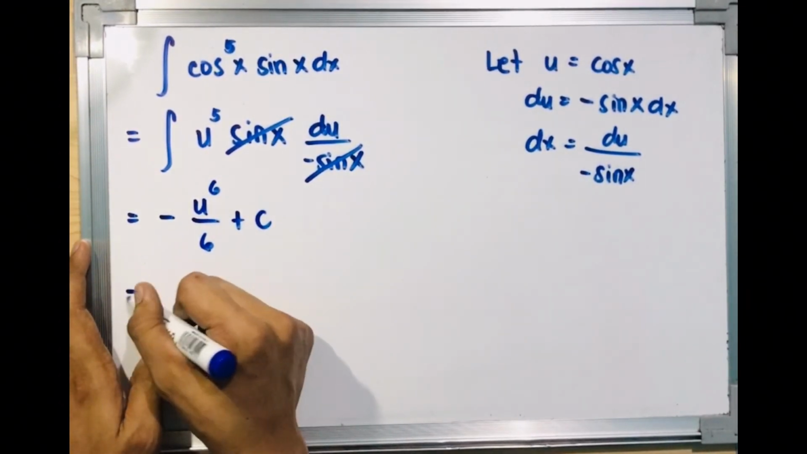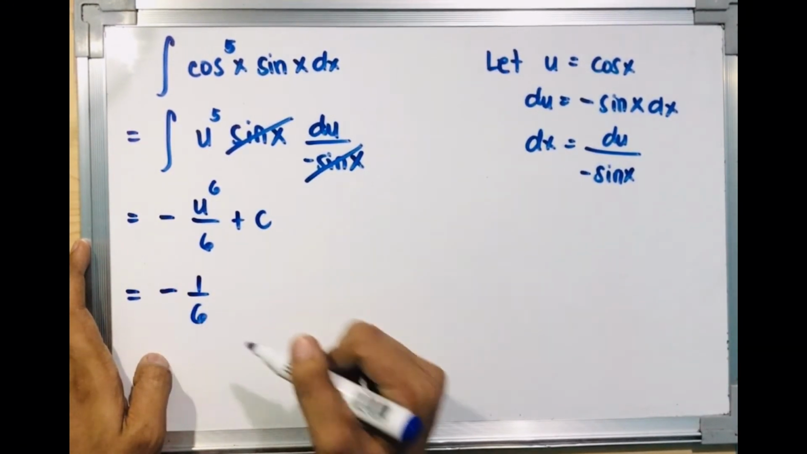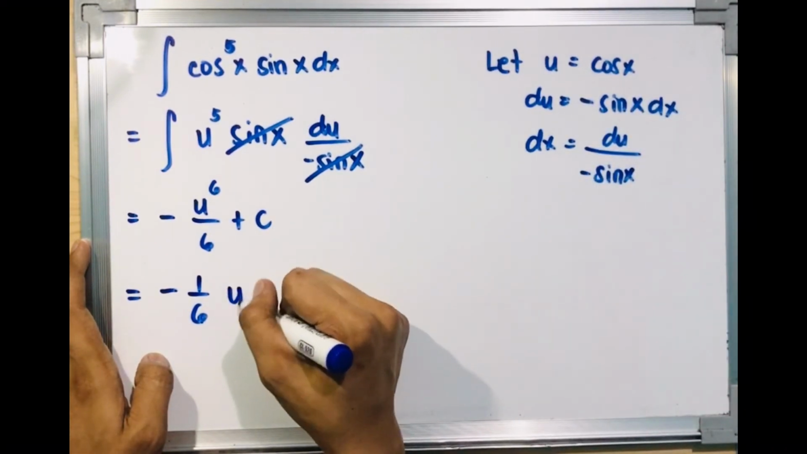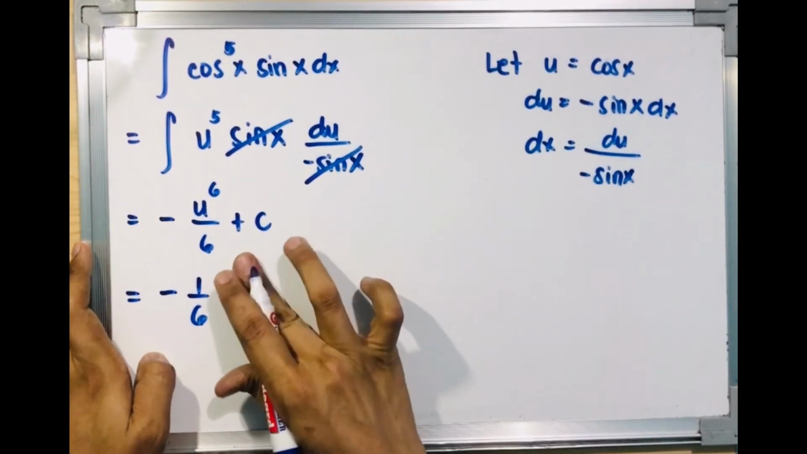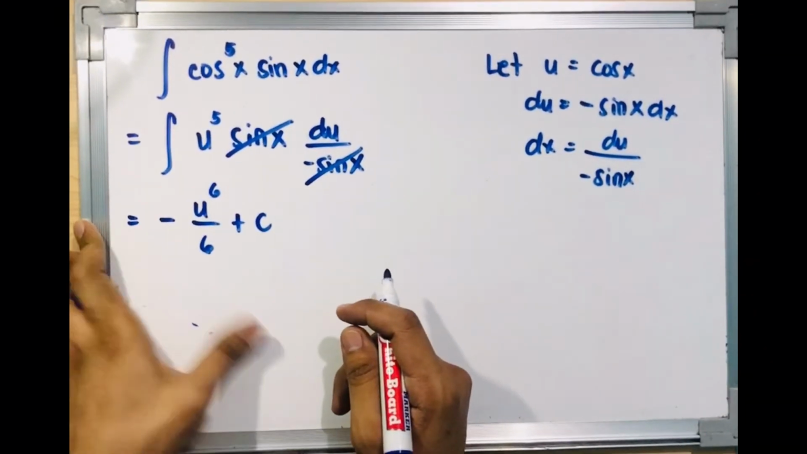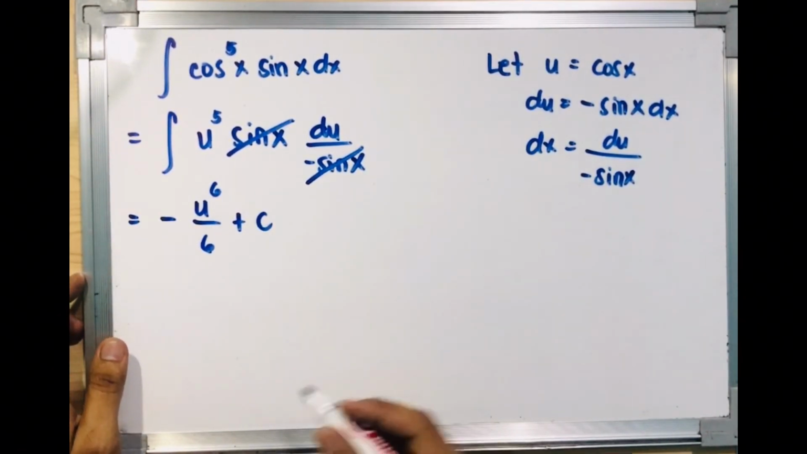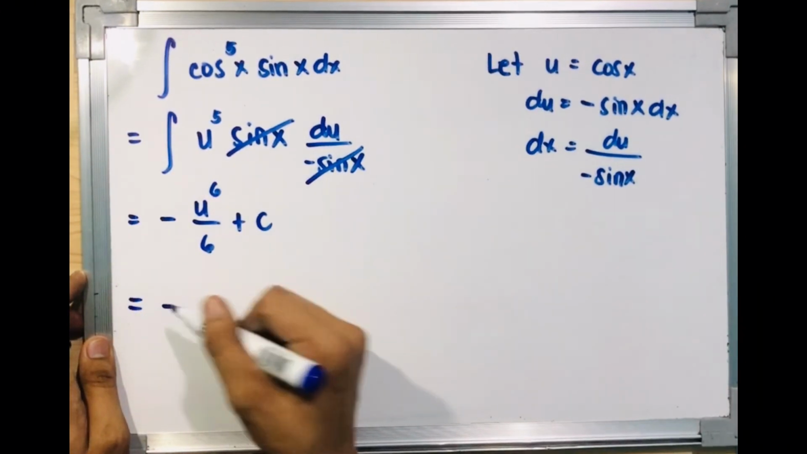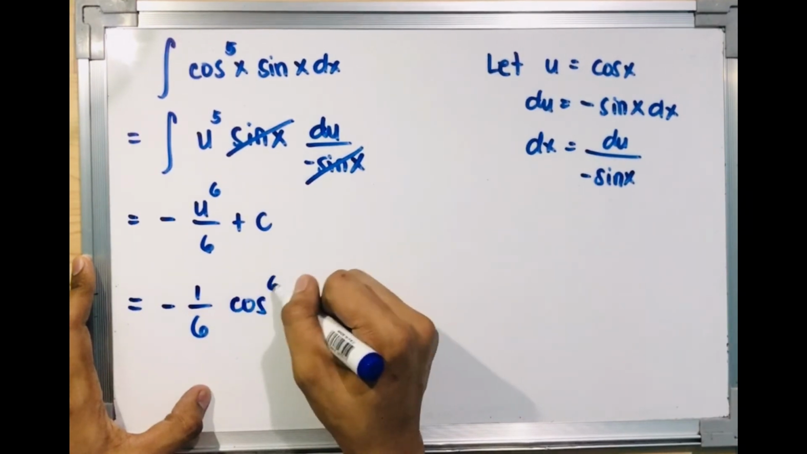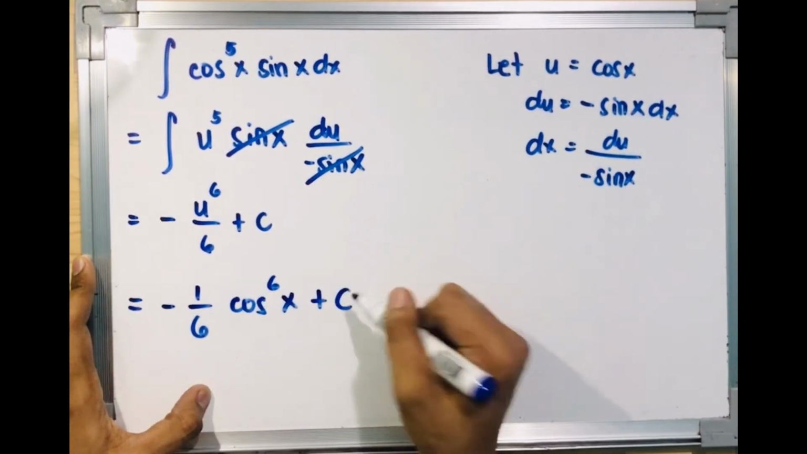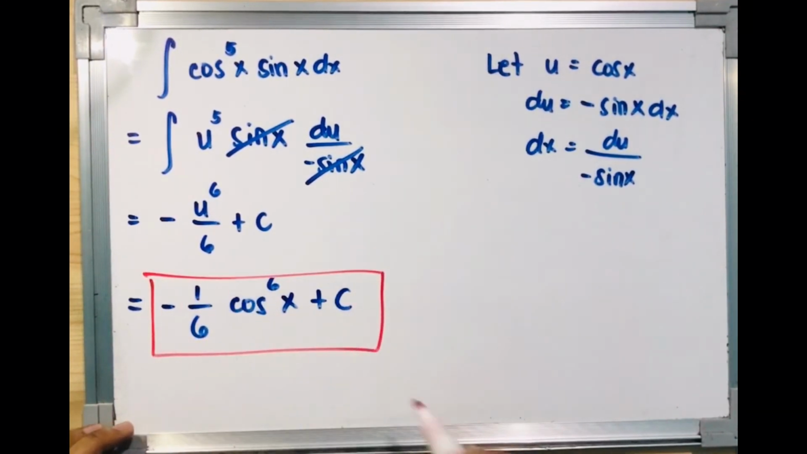And rewriting our final answer, that's negative 1 over 6. Cosine yung ating u, therefore writing down our final answer, that's negative 1 over 6 cosine raised to 6 x plus c. So this is the final answer to our last problem for this activity.